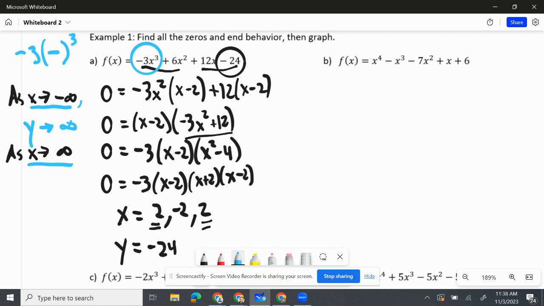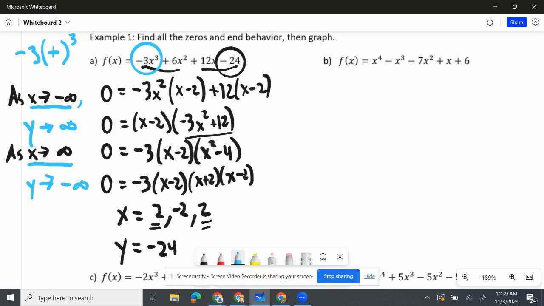And then as x approaches positive infinity, if I throw in an infinity in there, it would be 3 positives is a positive, times a negative is a negative. So we have y approaches negative infinity.